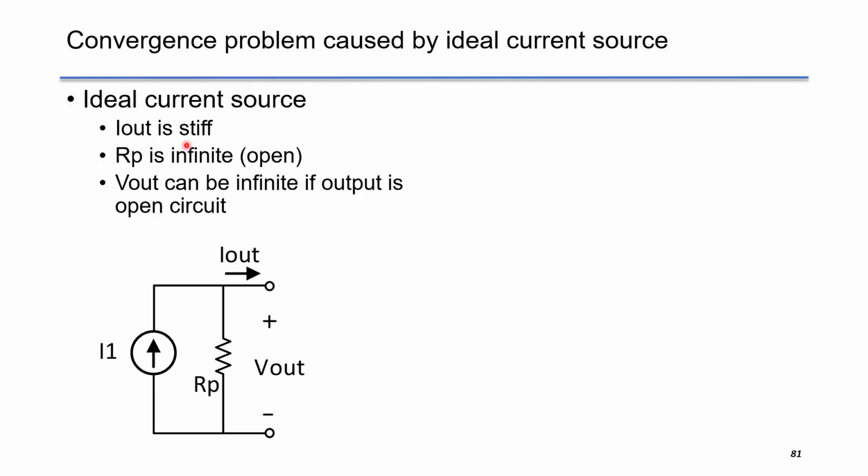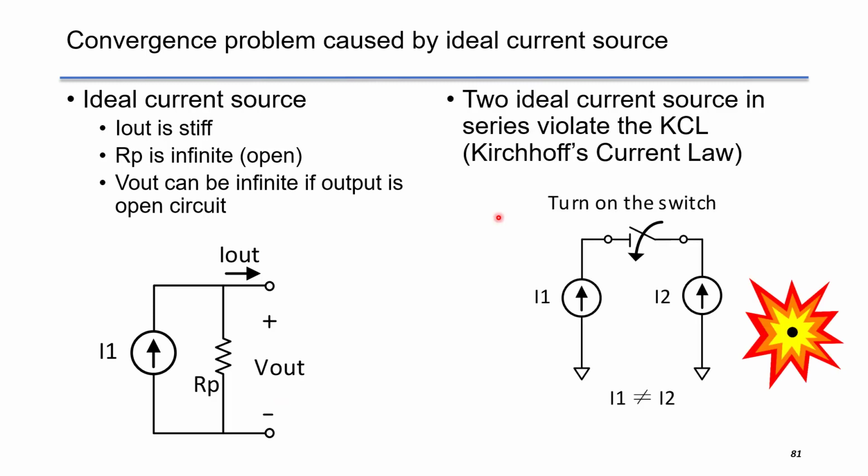Also, the convergence problem may be caused by an ideal current source. Ideal current source means the output current is pretty stiff, and the parallel resistance is infinite, that means it's open. The output voltage can be infinite if the output is open circuit. That means we must avoid open circuit with a current source. If we put two ideal current sources in series, this will violate KCL, Kirchhoff's current law.